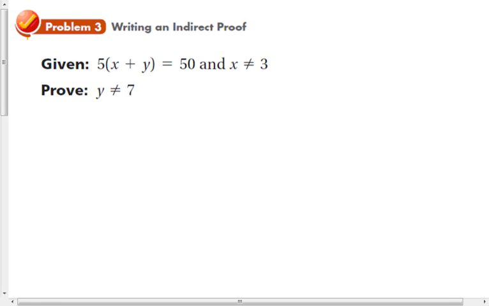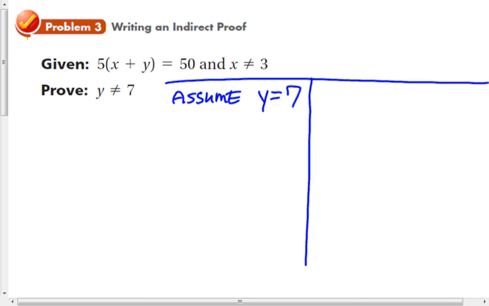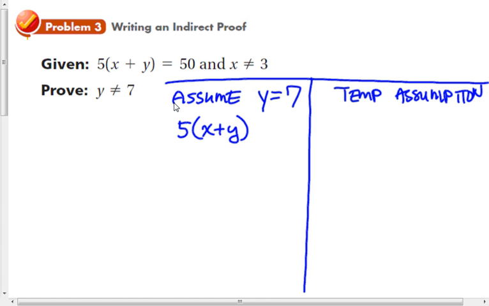All right, so let's put it all together and write an indirect proof. The first step in writing an indirect proof is to write down your temporary assumption. So for this one, we are going to assume that y is equal to 7. It's the negation of what we are trying to prove. And for a reason, let's just write that that's our temporary assumption. Okay, and then once we have that, we can go ahead and write what we have for the given, part of the given anyway.